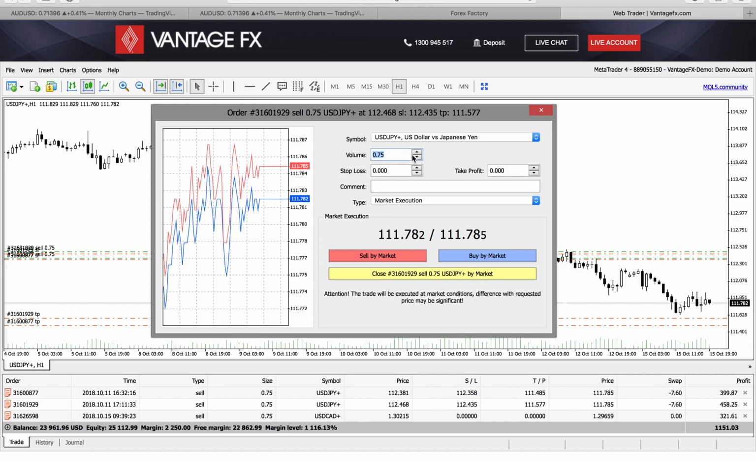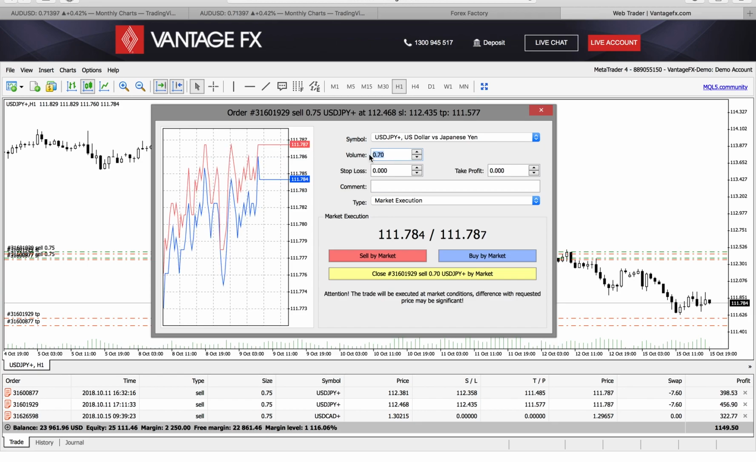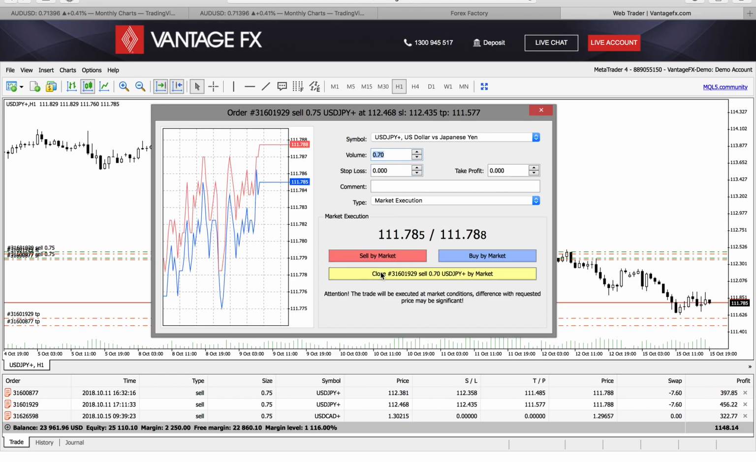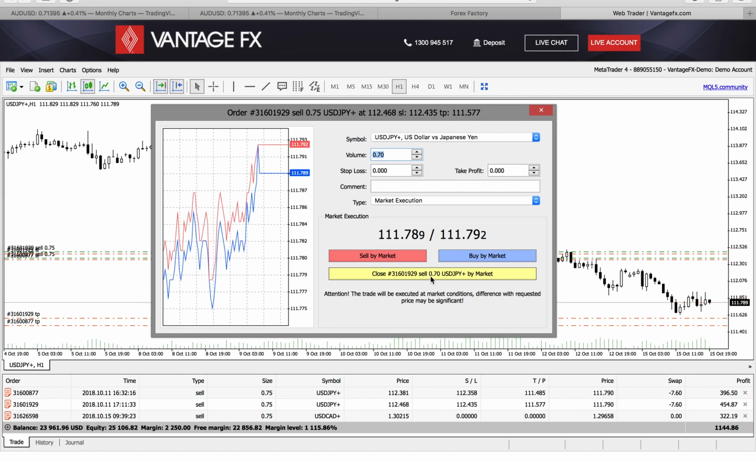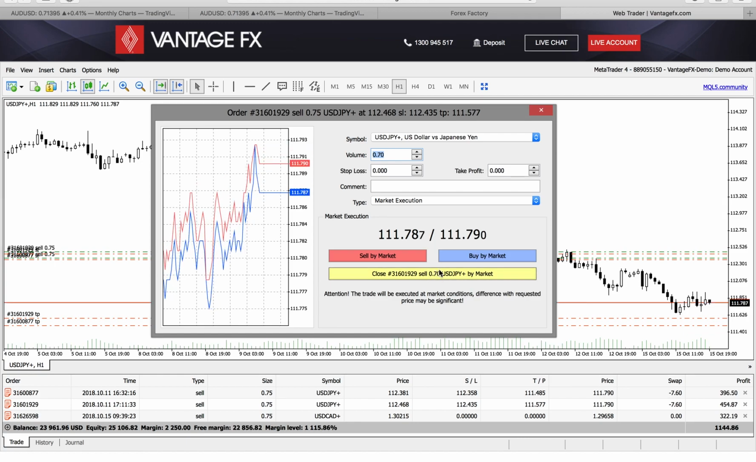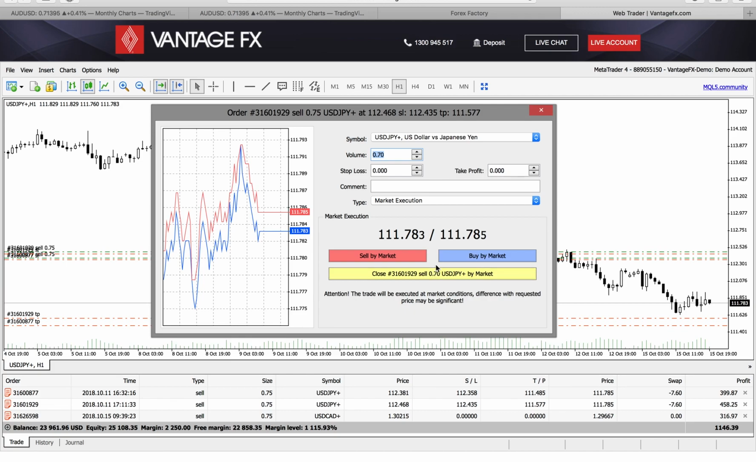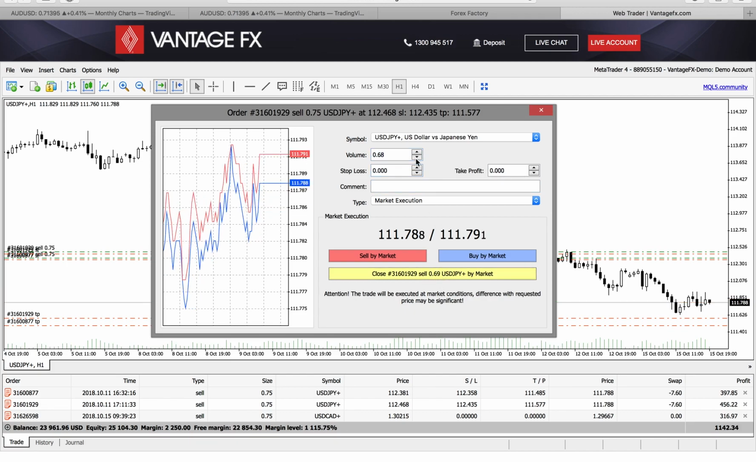So what I'm going to do here is I'm going to scroll down. Notice I decrease the lot size. Now it's at 0.70, and down here on the yellow icon, it says close, order number, sell, 0.70 now, instead of 75. So if I close that, it's going to take off that much of the order size. I can keep decreasing it.